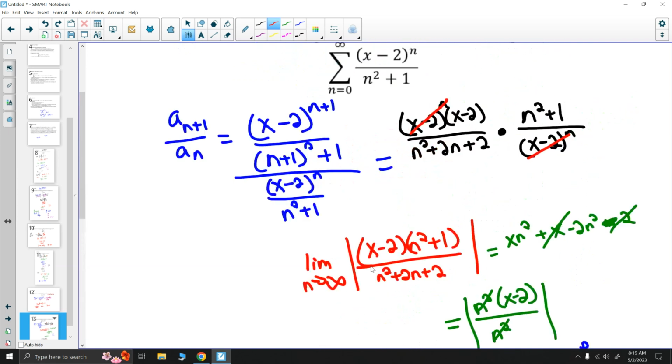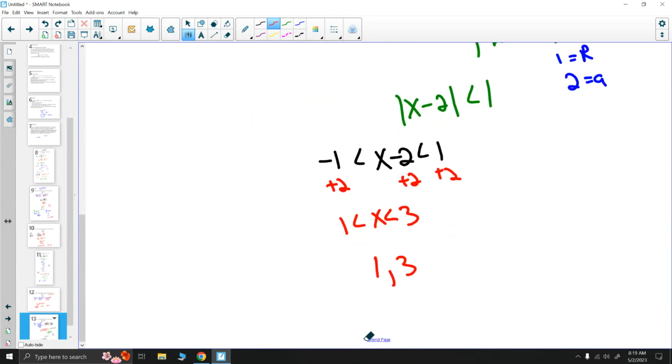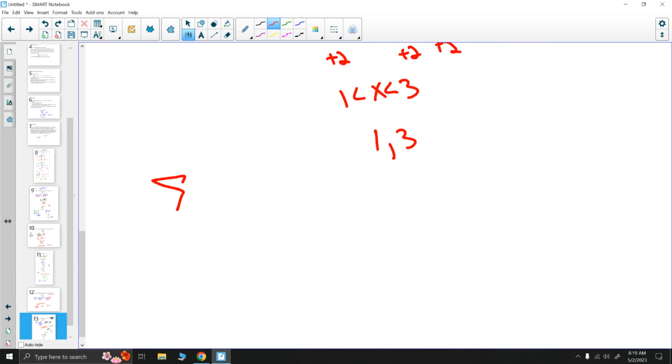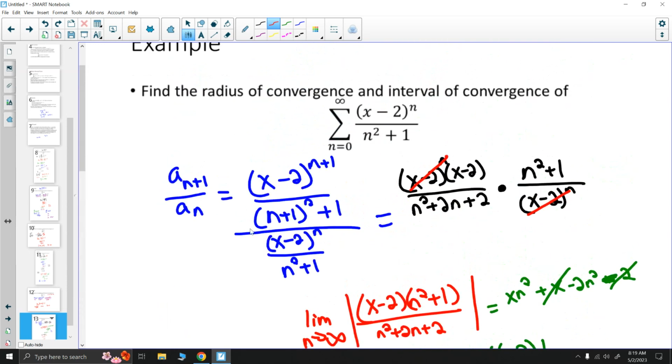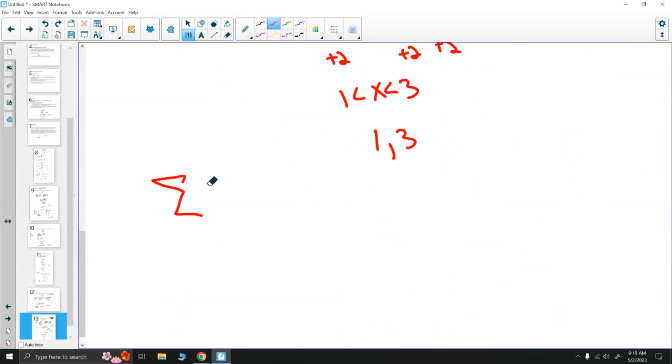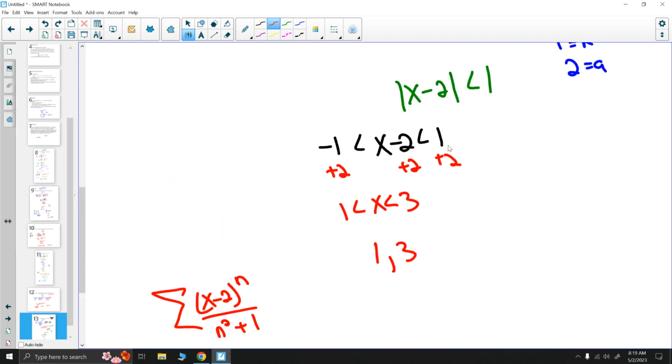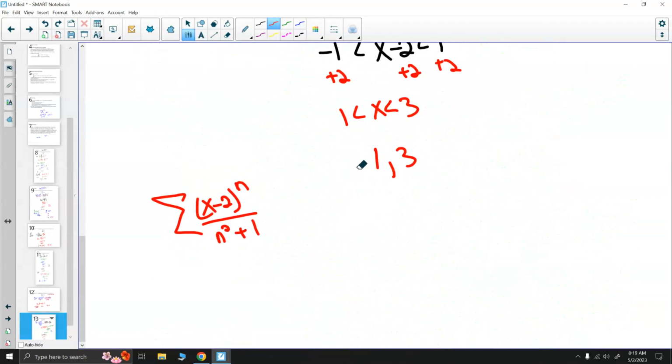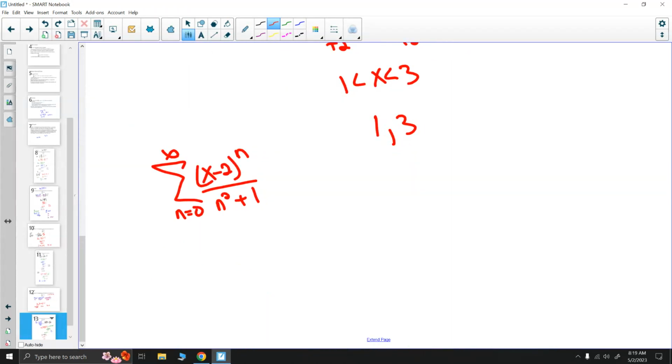Okay, so we're going to go back to our series here and plug in 1 and 3 into them. This was the sum of x minus 2 to the n over n squared plus 1, n equals 0 to infinity. All right, so we're going to plug in 1. When x is 1, we end up with 1 minus 2, which is negative 1 to the n over n squared plus 1. And we have to show that this thing would converge.